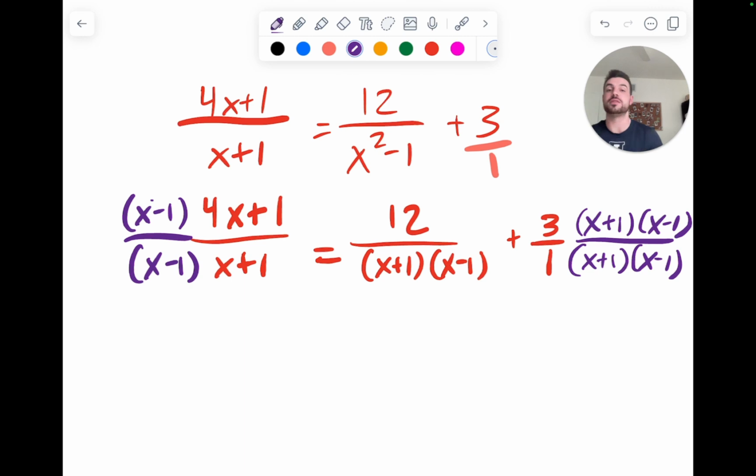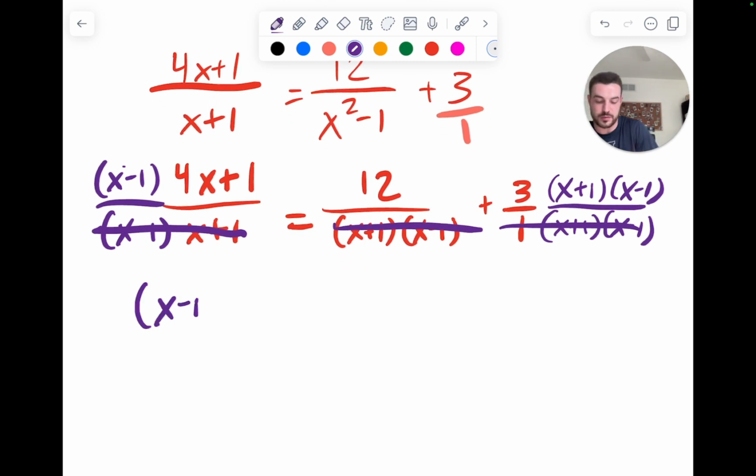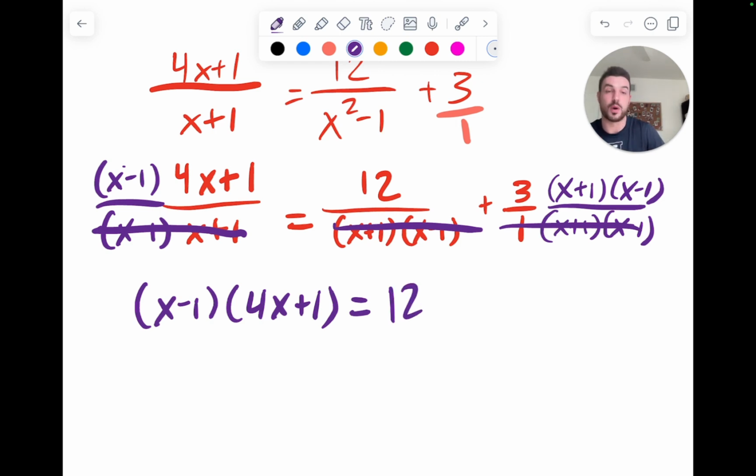And now all denominators have x minus 1 times x plus 1. So that means that I can cancel them all out, and I'm left with just the numerator, which is x minus 1 times 4x plus 1 is equal to 12 plus 3 times x plus 1 times x minus 1.